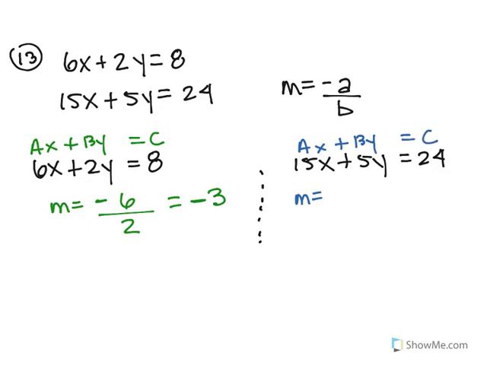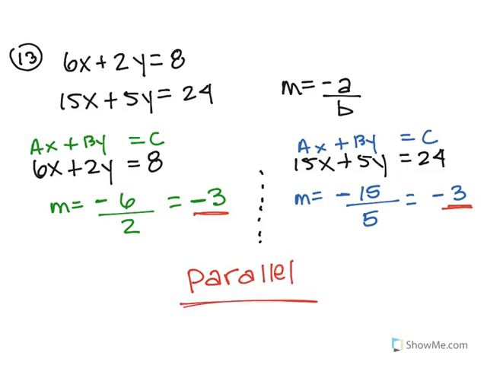And so again, that would be minus, and that would be 15 over 5. And we know -15 divided by 5 is -3. So here we got the same slope. Both lines have the exact same slope of -3, which means they are parallel, okay? Parallel lines have the same slope.